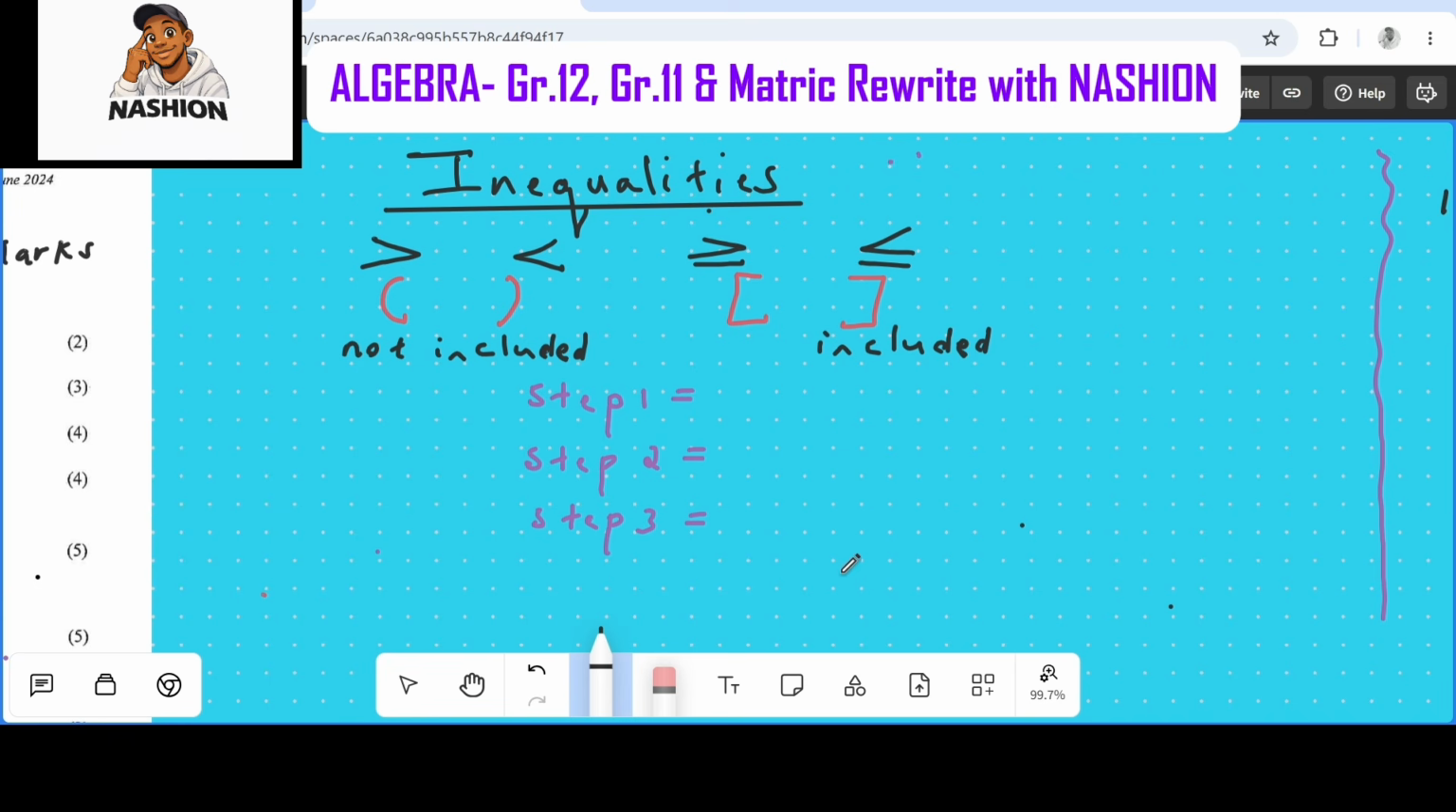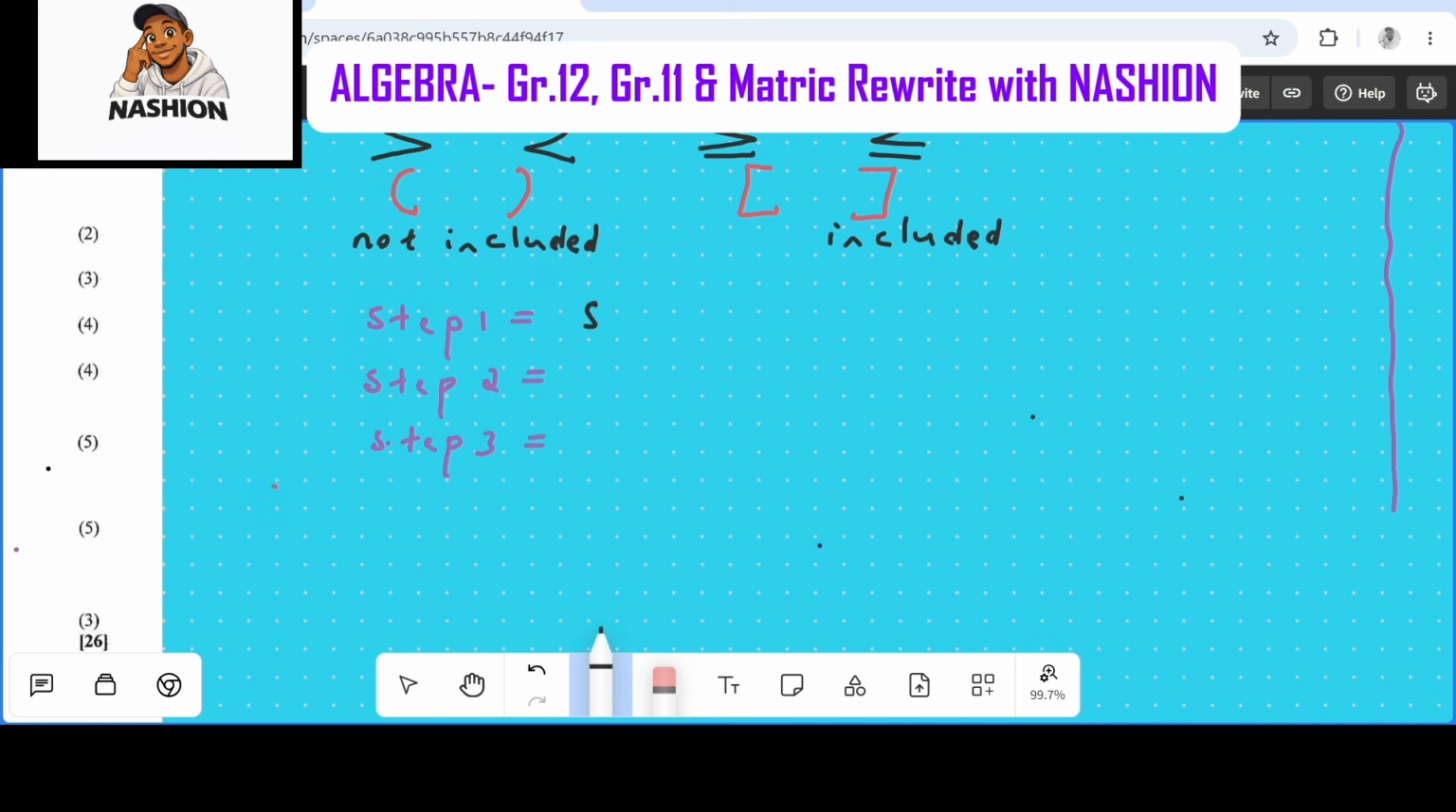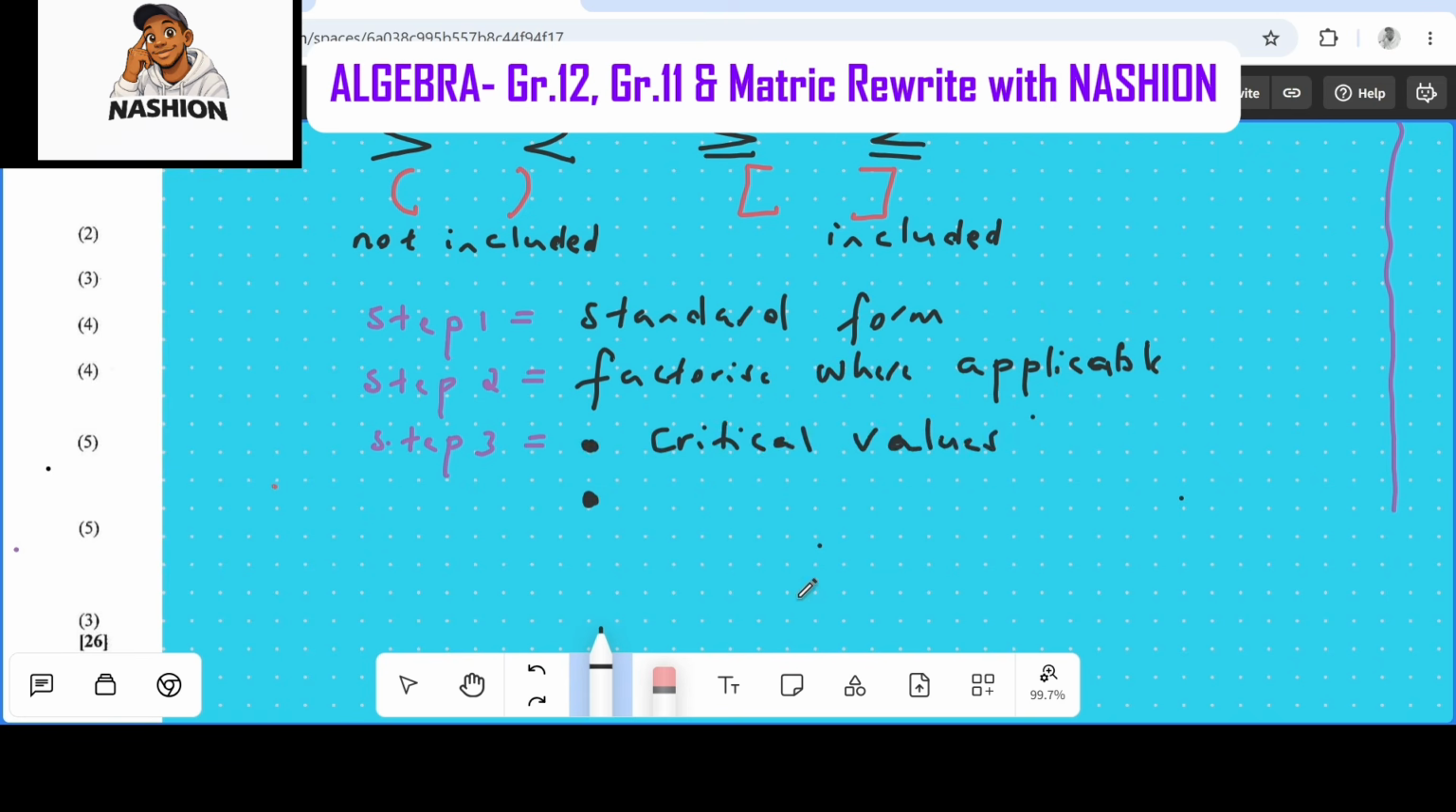When we do inequalities, I'm going to show you how to start the question, how to continue, and how to finish the question. That's step 1, step 2, and step 3. In step 1, we write in standard form. Standard form means let's have a 0 on one side. Step 2, we factorize where applicable. Step 3, we find the critical values. Then we do graphical representation, which can be a graph, a parabola like this, or just a number line. After graphical representation, we write down our solution, by that I mean answers.